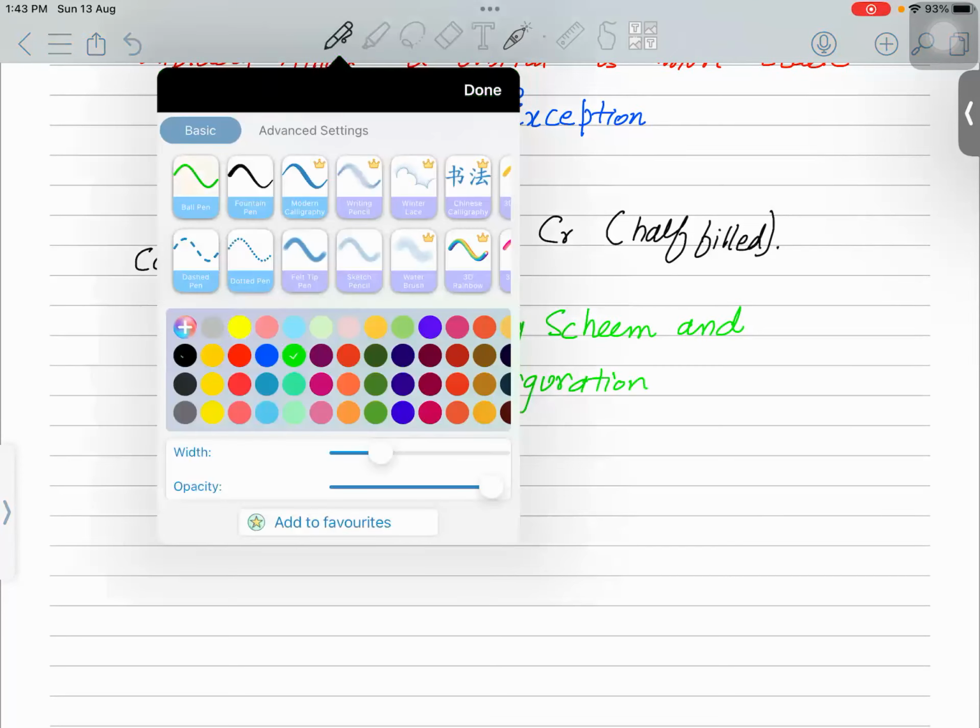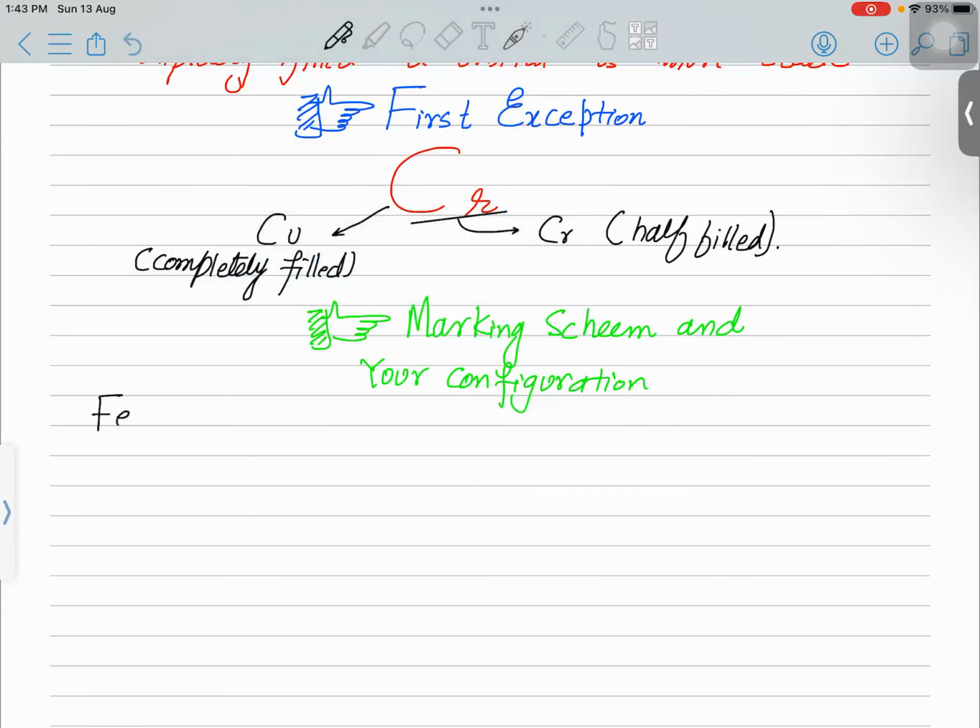Now can you repeat the electronic configuration of iron? Isa, can you try again? Yes, just tell me. 1s2, 2s2, 2p6, 3s2, 3p6, 4s2. And then I think this is 26, so 3d6. Yeah, right?